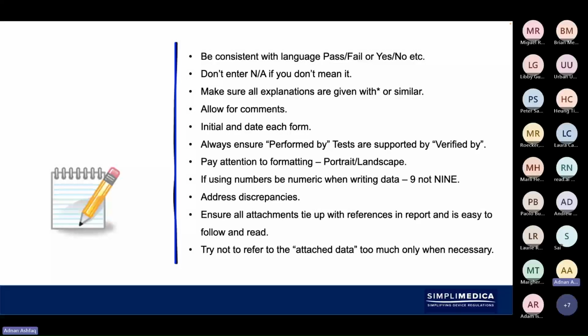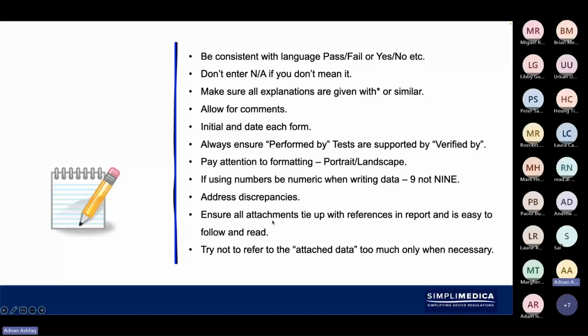So just continuing on from there, be consistent with language. Don't enter not applicable if you don't mean it. Make sure all explanations are given with an asterisk or similar. Allow for comments. Initial and date each form. Always ensure performed-by tests are verified by somebody. So that's somebody checking your work before it actually goes for sign off. Again, using good documentation practice, 9 and not 9, whichever way you write it, it needs to be consistent, and you make it numerical if it's numerical.